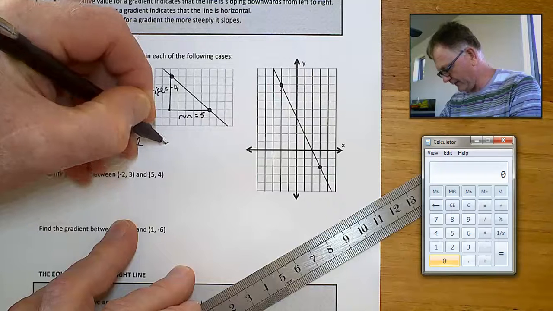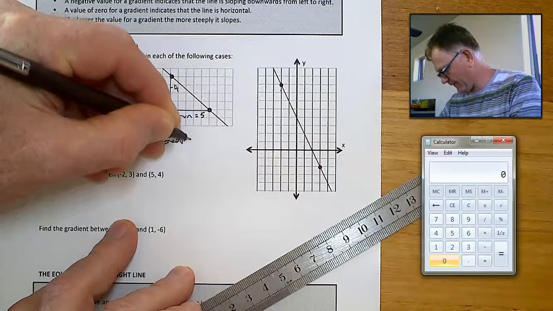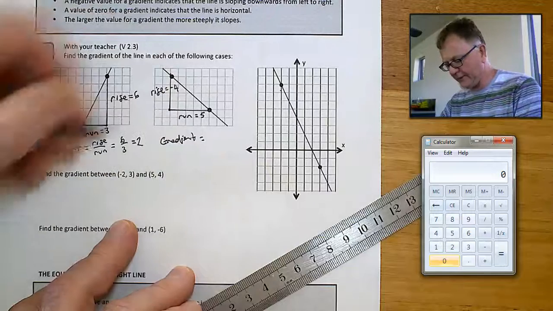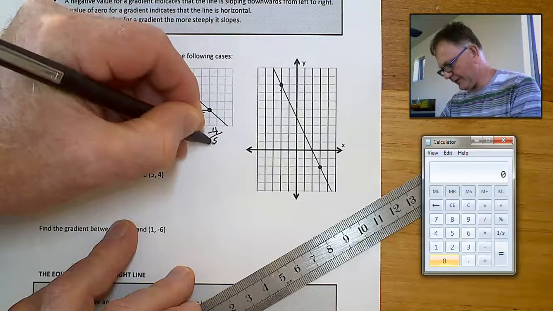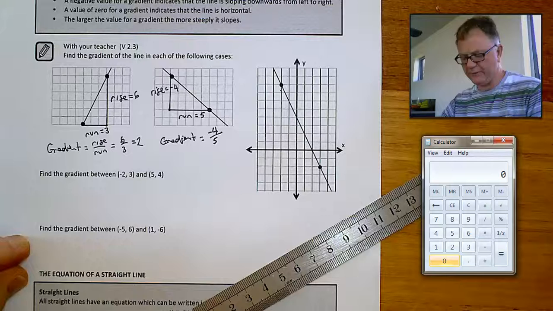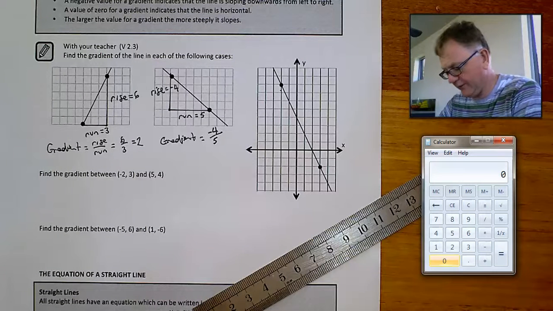So the gradient equals the rise over the run. In this case it's -4 is the rise and the run is 5. I could leave my answer like that, or I could write it as a decimal if I wished. I'm pretty happy with it like that. Notice I'm expecting it to be a negative answer, and it is.